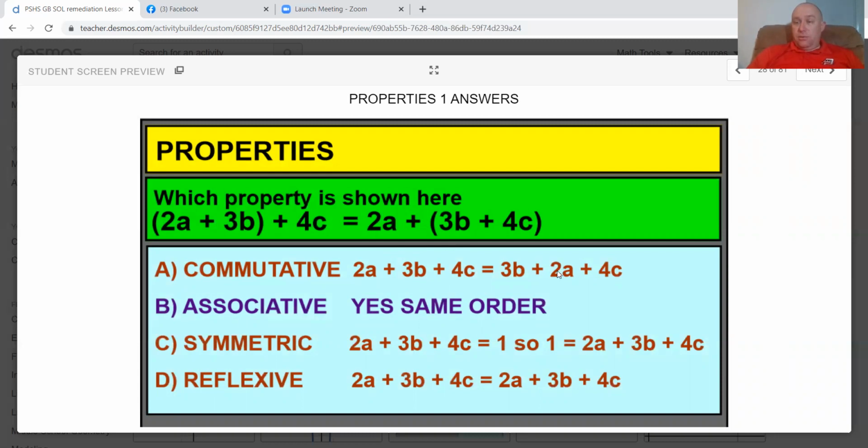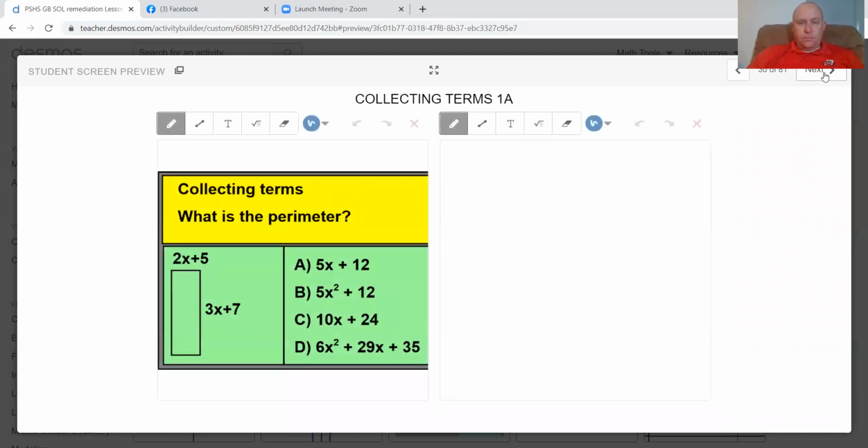Commutative is when you change the order of the terms around. So instead of going 2, 3, 4, it might go 3, 2, 4, or something similar to that. Symmetric is when you have something on the left and the right, and you switch them over. So it could equal 1, and then you could say 1 equals those same things. And reflexive is when you have exactly the same thing on the left and the right-hand side. Hopefully not too many of those questions, but if you can know them, it can make a little bit of a difference.